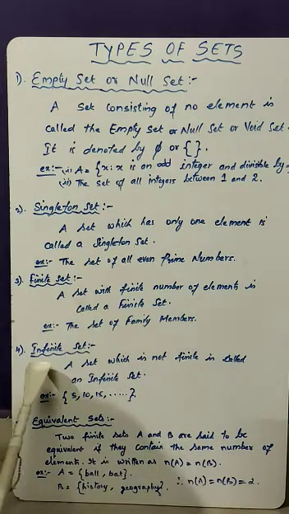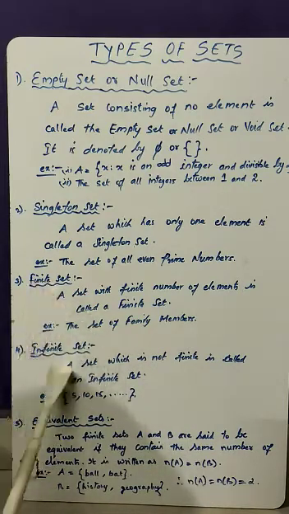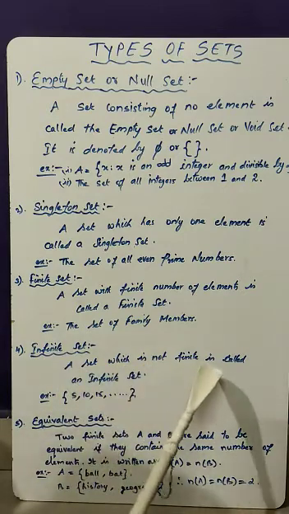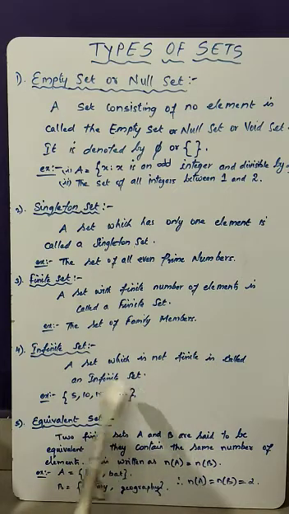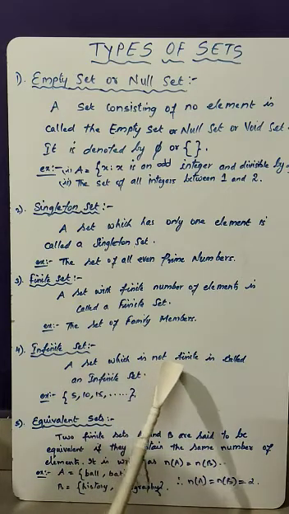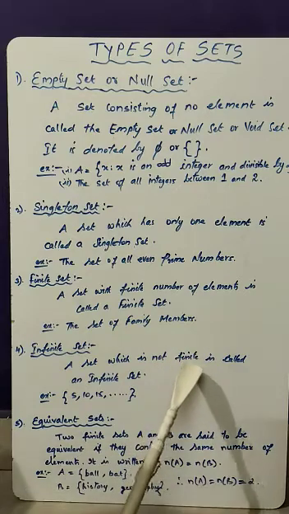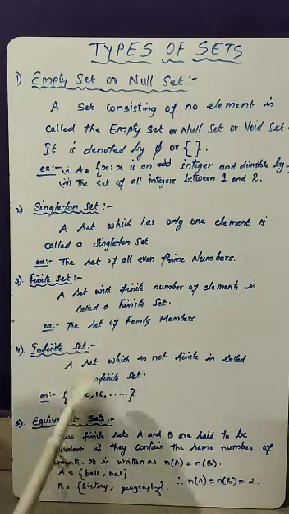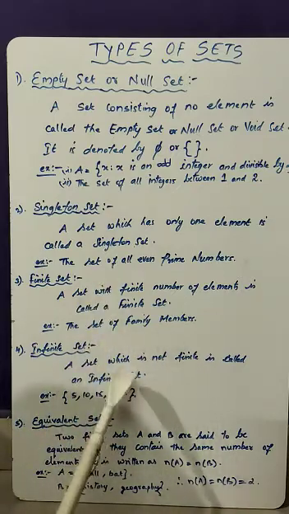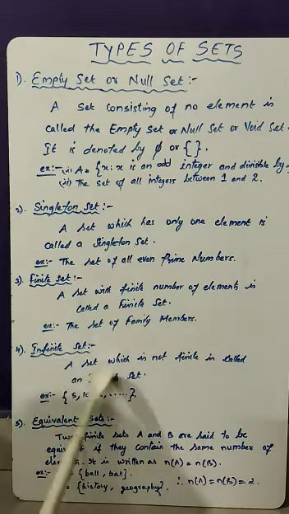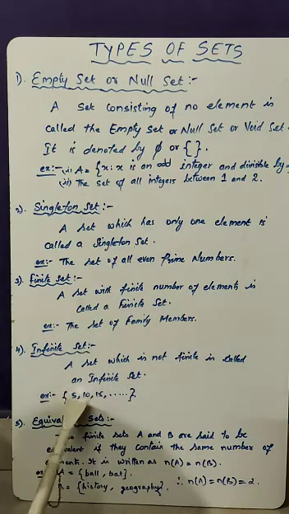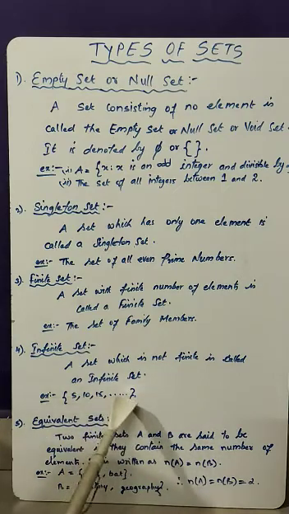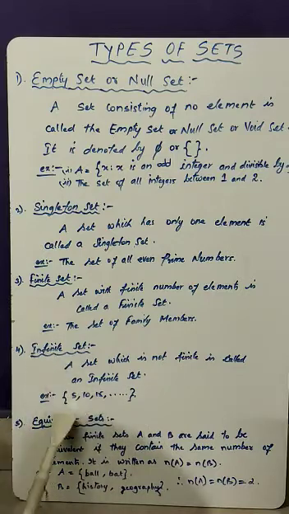The fourth one is the infinite set. It is the opposite of a finite set. The definition is: a set which is not finite is called an infinite set. That means a set that is not finite, there is no ending of the numbers, that is called an infinite set. For example, the 5 table: 5, 10, 15, 20, 25, 30, 35. They are not giving any ending number, so it is an infinite set.